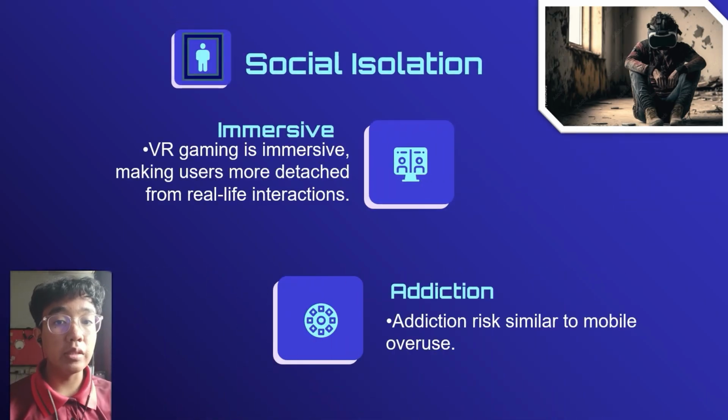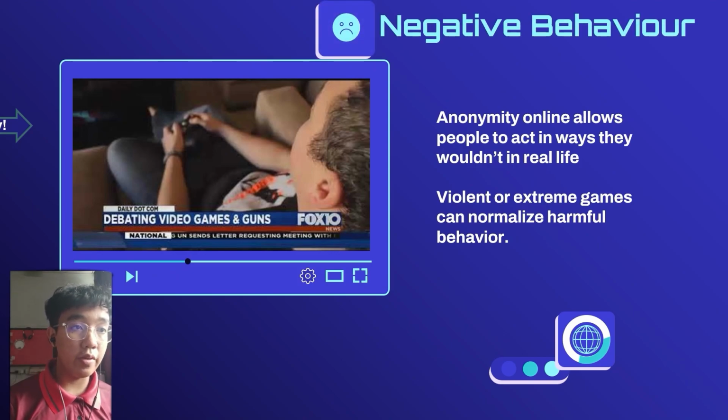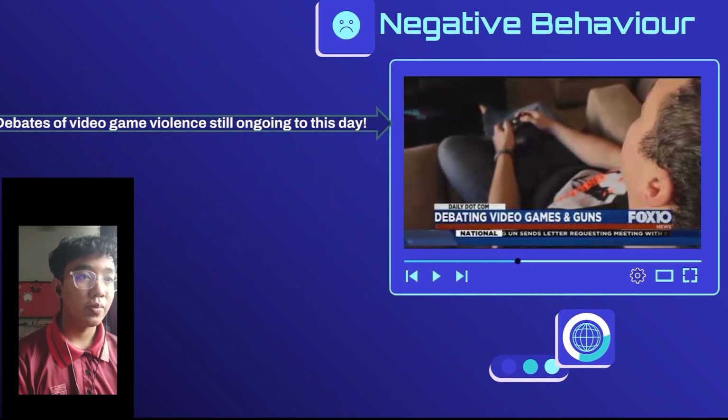The first impact that it could have on us humans is social isolation. Because VR gaming is so immersive, it could make users more detached from real-life interaction, and it also could lead to addiction, which has similar risks to mobile overuse. Secondly, VR could encourage negative behavior because the anonymity online allows people to act in ways they would not in real life. Violent or extreme games can normalize harmful behavior.